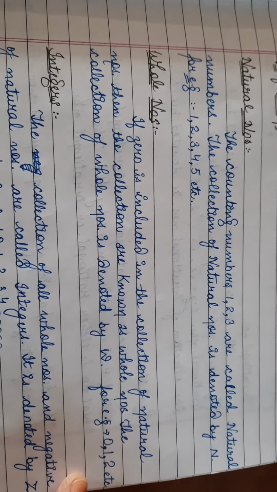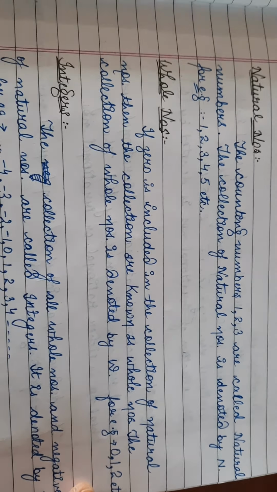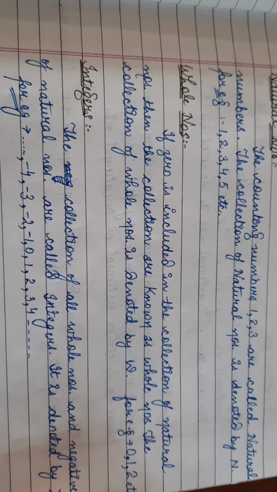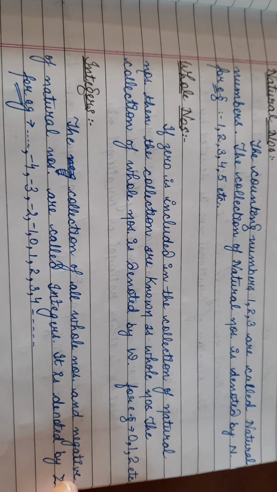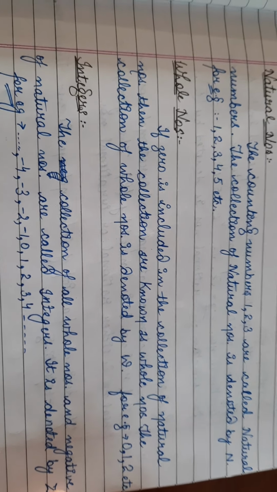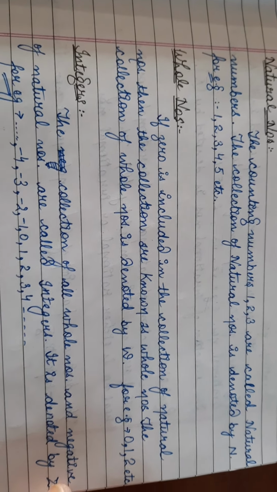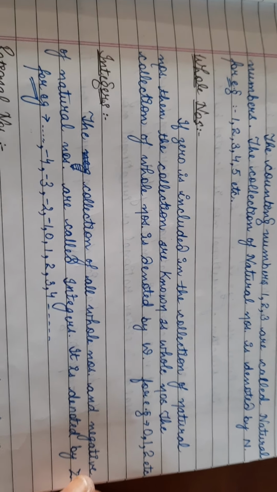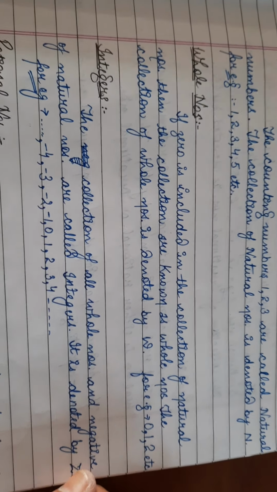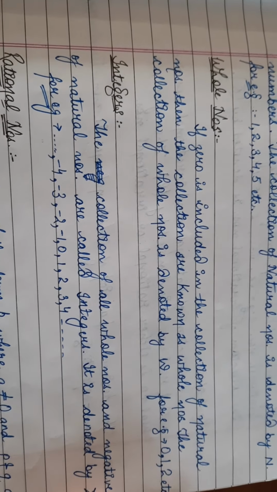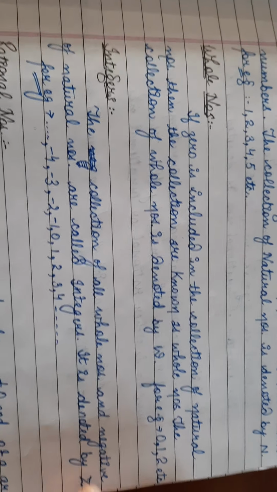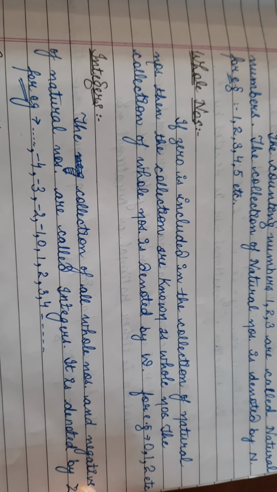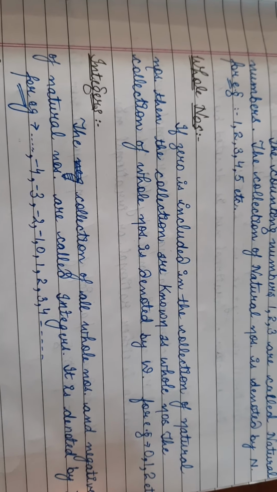Next, whole numbers. If 0 is included in the collection of natural numbers, the new collection is known as whole numbers. That means whole numbers contain all naturals and in addition 0. Some examples are 0, 1, 2, 3, 4 and so on. Like the naturals are infinite, whole numbers are also infinite.